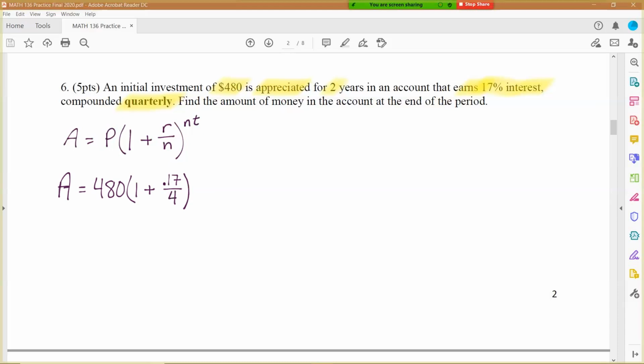You need to know what the word quarterly means. So there's 4 quarters in a dollar, there's 4 quarters in a year. You're earning interest 4 times every year. For your exponent, you want the number of times it's compounded in a year, which is 4, times the number of years, which is t, and they tell us 2 years.